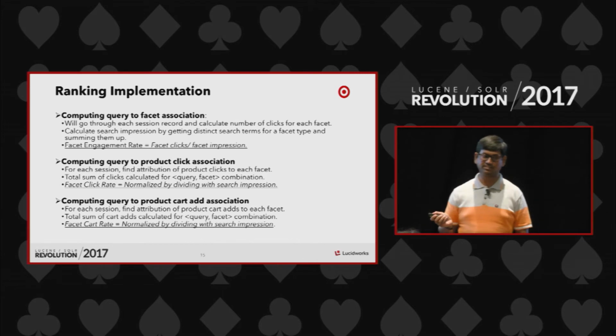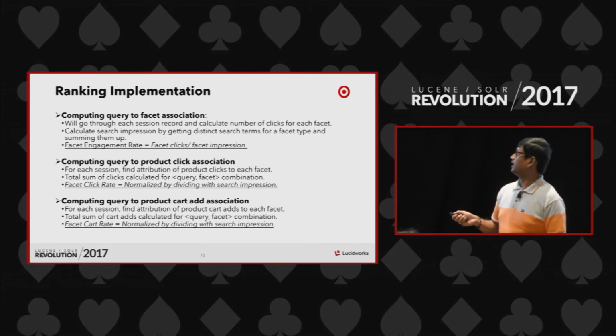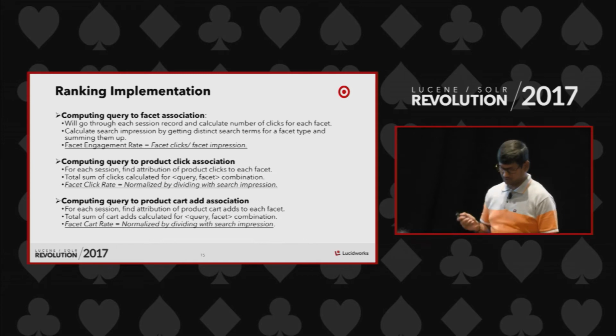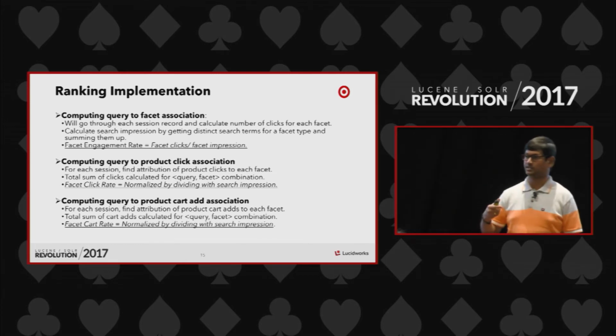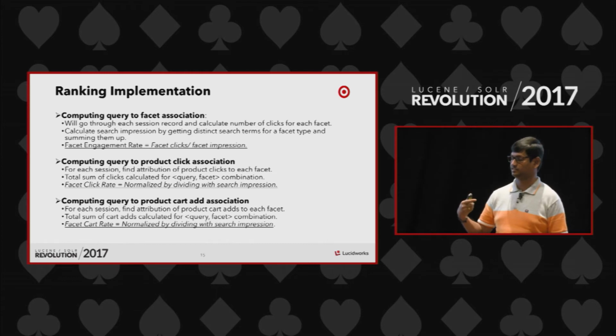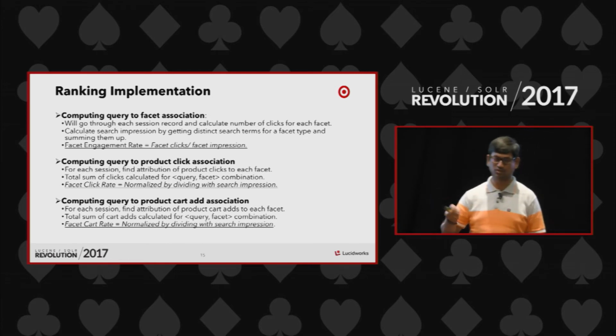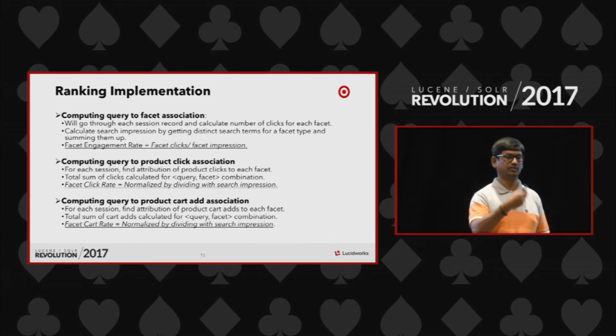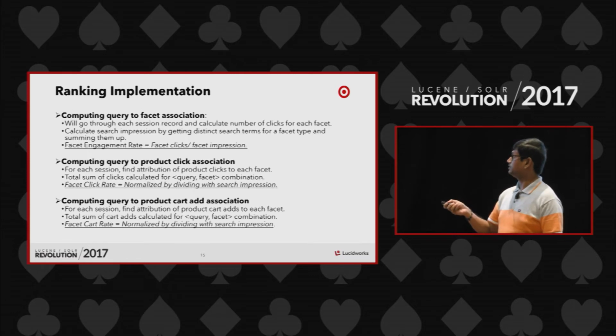The top relevance signal is the facet engagement rate, which is equal to the number of facet clicks normalized by the facet impressions. For each of the facet types, like size or brand, what is the total number of clicks that this facet type received with respect to a particular search query? The facet impression is equal to search impression in this case, because every time you search for that query, you always see the facet that is configured. So that's facet engagement rate.